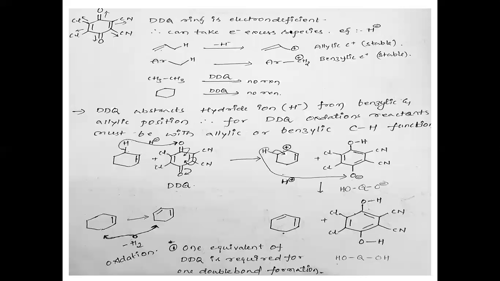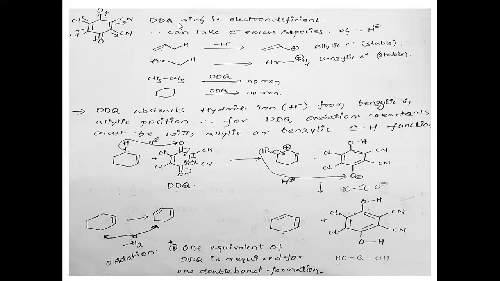Now, some of the important features of DDQ. DDQ is electron deficient, because in the molecule you have the benzoquinone skeleton attached with C=O, which is an electron withdrawing group. Chlorine is a moderate electron withdrawing group, and cyanide is a strong electron withdrawing group. So we can say this molecule is electron deficient due to the presence of so many electron withdrawing substituents.